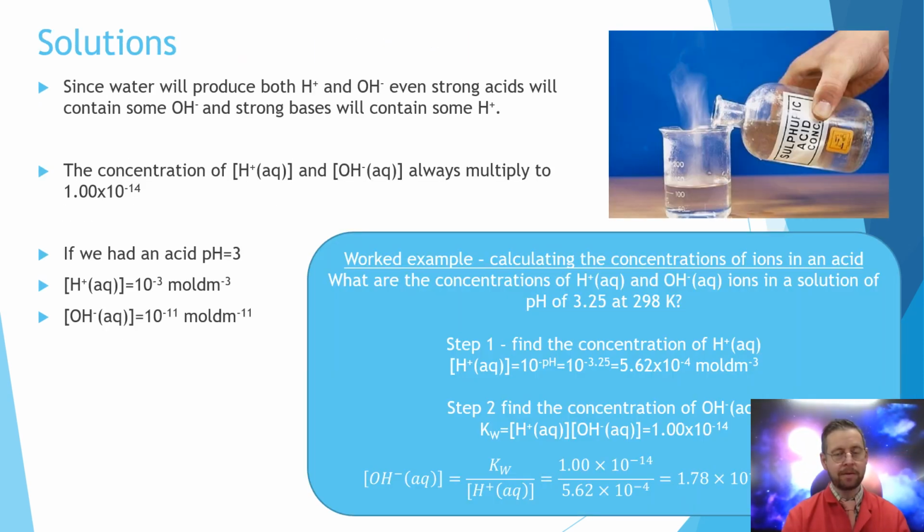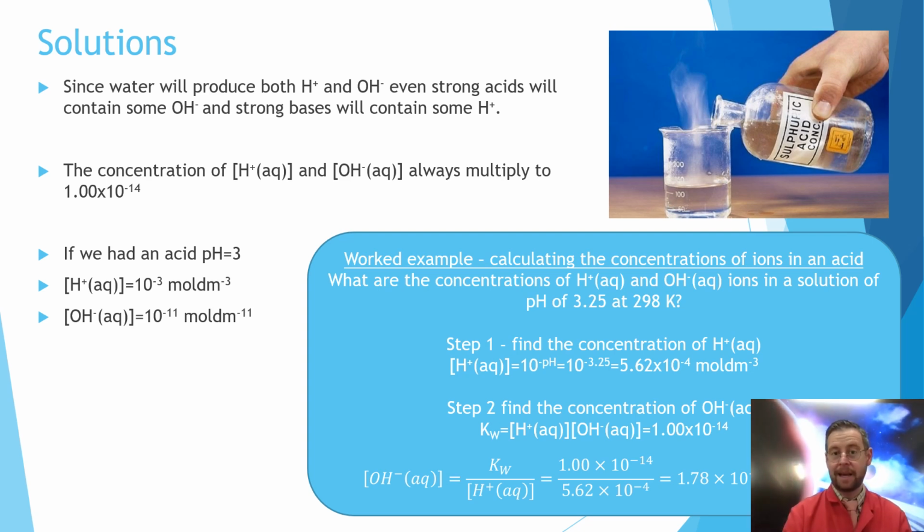What this means, of course, is that even in a strong alkali, we will have some H plus remaining dissociated from the water itself, and in a strong acid, we will have some OH minus kicking around. It's important to remember that these two ions, the H plus and the OH minus that have come from the water, will always multiply to this 1 times 10 to the minus 14 value, the ionic product of water.